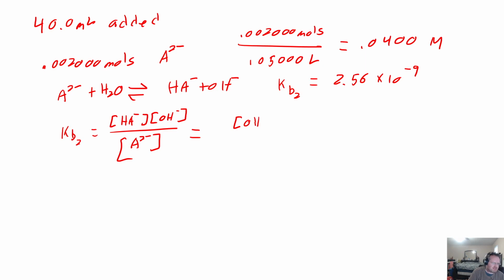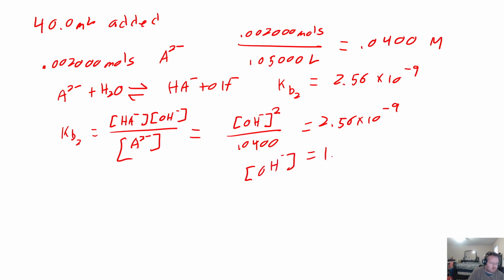So to make those approximations, I get OH minus squared divided by 0.0400 equals 2.56 times 10 to the negative ninth. I multiply by 0.04, take the square root. I get that OH minus is equal to 1.01 times 10 to the negative fifth. So if I took 0.0400 and subtracted 1.01 times 10 to the negative fifth, the number basically doesn't change. My calculator rounding, I'm going to end up rounding that away and not even noticing. So it does not change it enough that I'm worried about it.